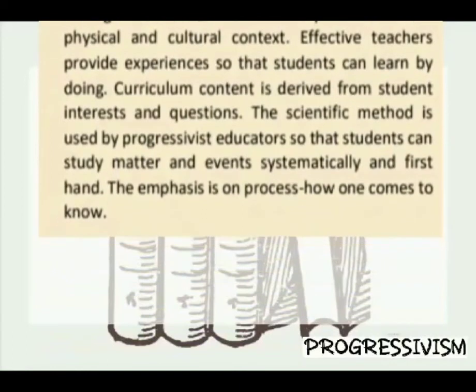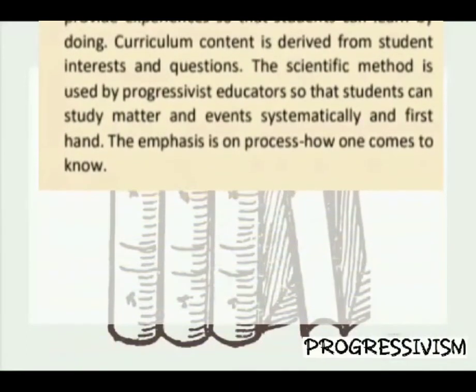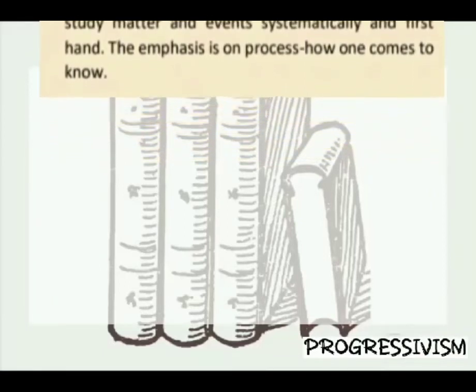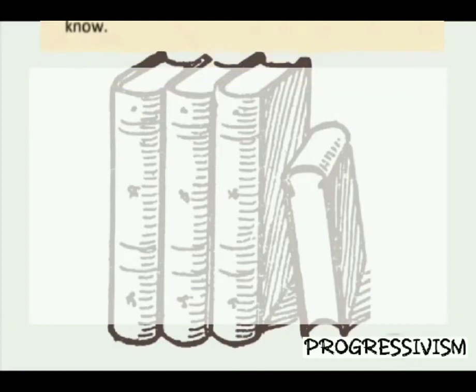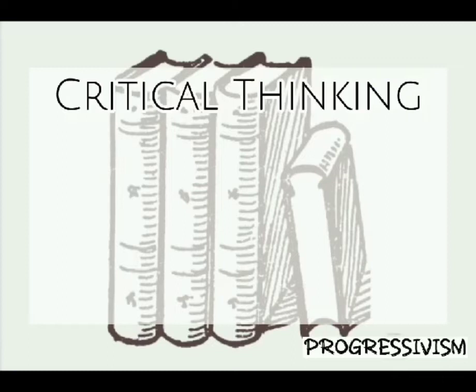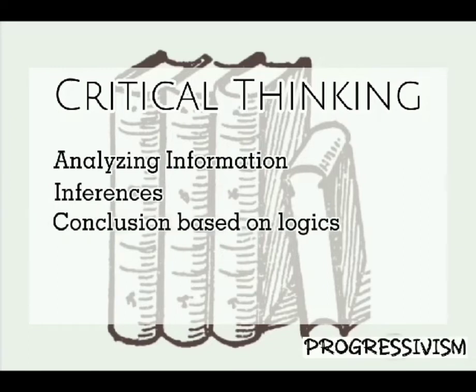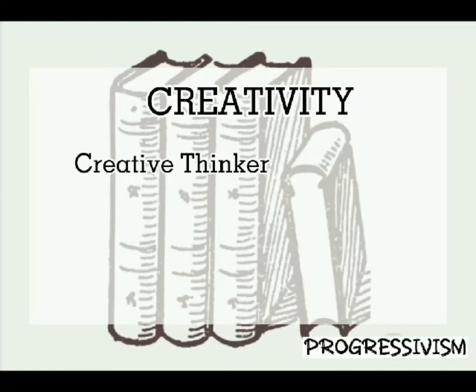The scientific method is used by progressivist educators so that students can study matter and events systematically and first-hand. The emphasis is on process, how one comes to know. So, in critical thinking, students are taught to think critically by analyzing information for accuracy, making inferences based on evidence, and drawing conclusions based on logic rather than intuition or personal opinion alone. In creativity also, students learn how to be creative thinkers who can come up with solutions outside of traditional methods.